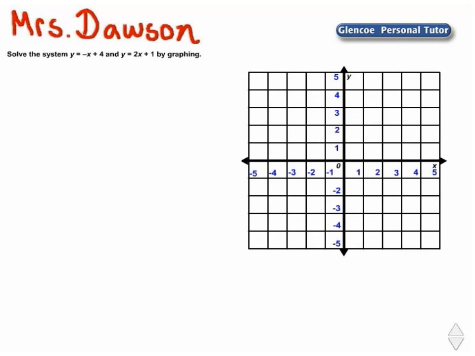This is Mrs. Dawson. One solution. Solve the system y equals the opposite of x plus 4 and y equals 2x plus 1 by graphing. Let's graph one at a time. Notice both of these are in slope-intercept form.